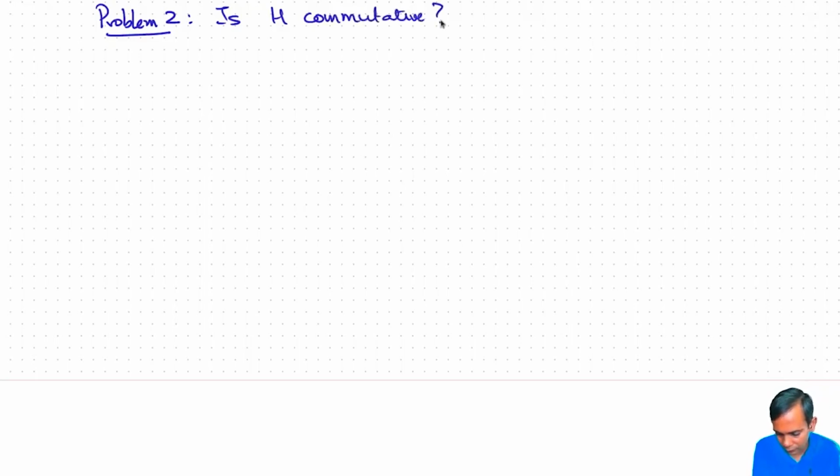Okay, the next problem, problem 2, is H commutative? Well, this is an easy one, right? What do you think? You're right, the answer is no, because ij is k, but that's not equal to ji, which is minus k. So the ring is not commutative. There's an example of two things in this ring which don't commute.